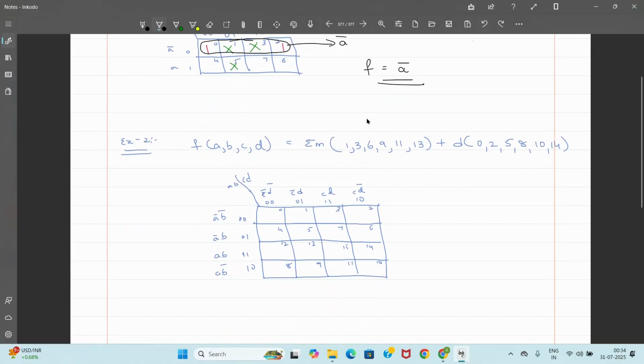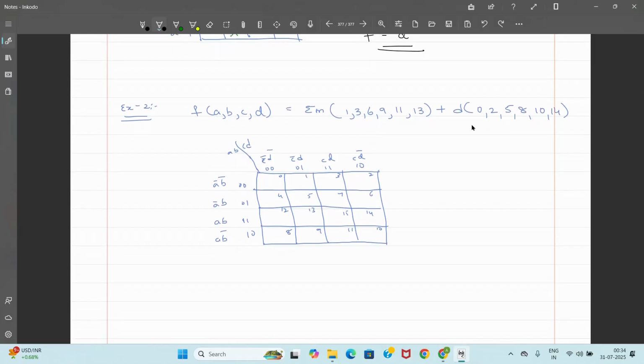Next, we'll see an example on a 4 variable K-map using don't care. First I have to put the summation m for the minterms, for the ones. So it is 1, 3, 6, 9, 11, and 13. So these are the ones given. For the remaining don't care terms, I have to put X in these numbers: 0, 2, 5, 8, 10, and 14.